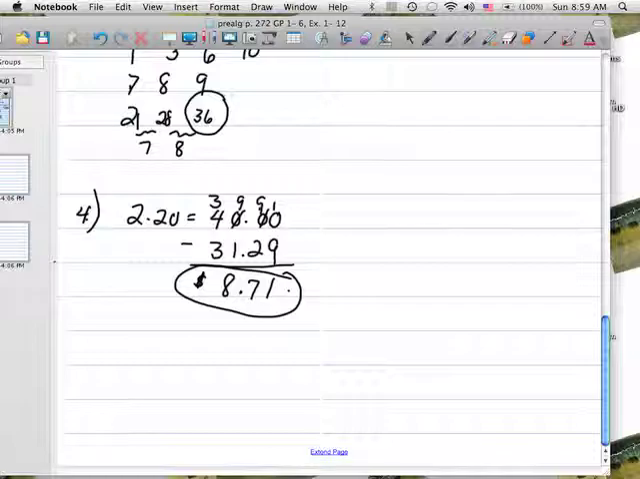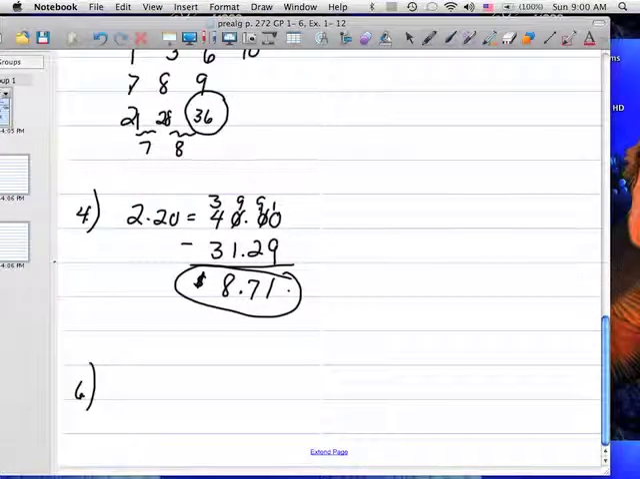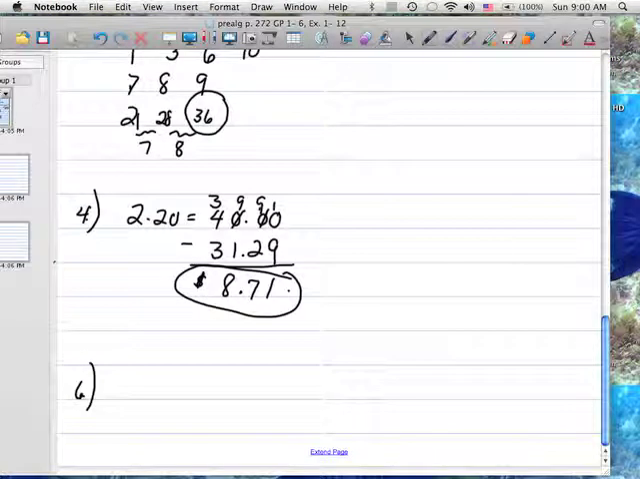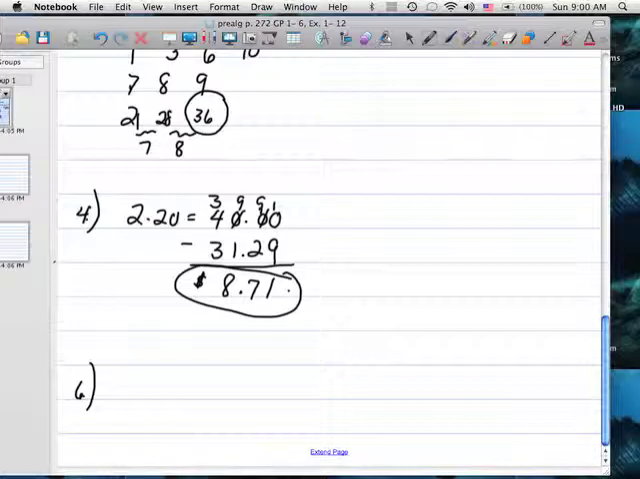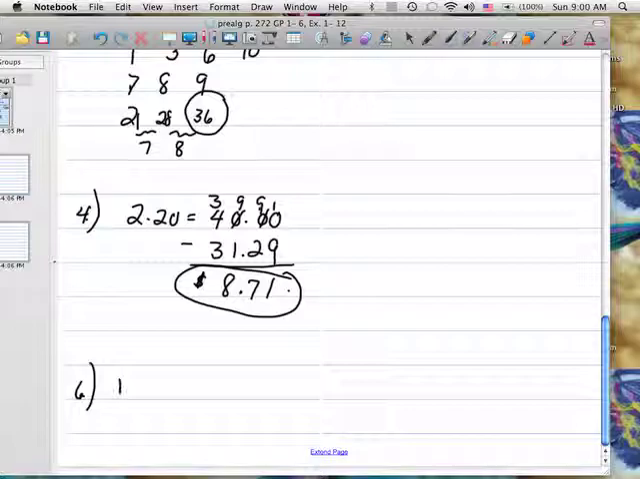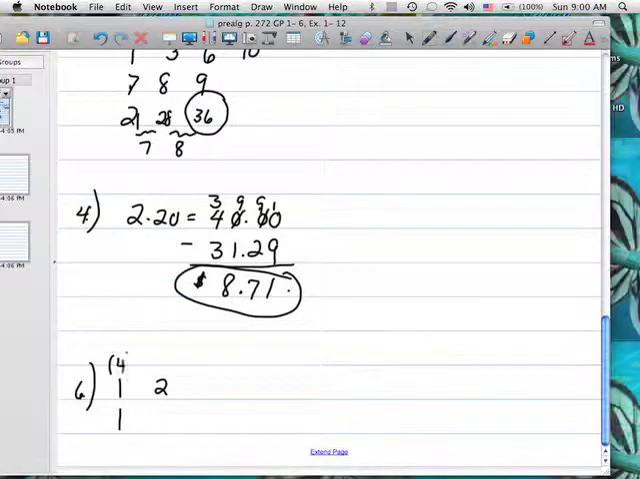Number 6. The figures below show all the diagonals that can be drawn from one vertex of a quadrilateral, a pentagon, a hexagon, a heptagon. How many diagonals can be drawn from one vertex of a decagon? Well, from one vertex I get one diagonal, and that has 4 sides.